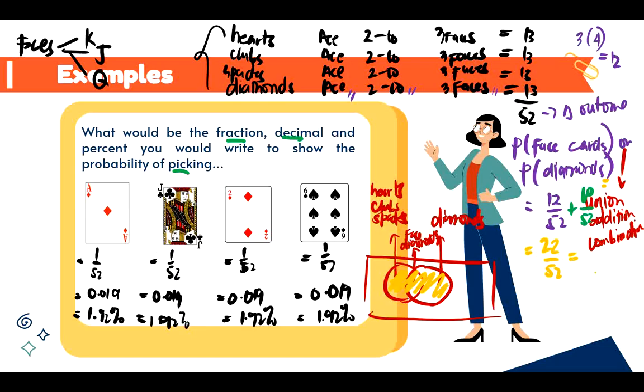Simplify natin to. We get 11 out of 26. Multiply it by 100 kasi after tayo sa probability, sa percent sign. So, we get 42.31%. So, meaning, ito yung probability na makuha natin sila: 42.31%.